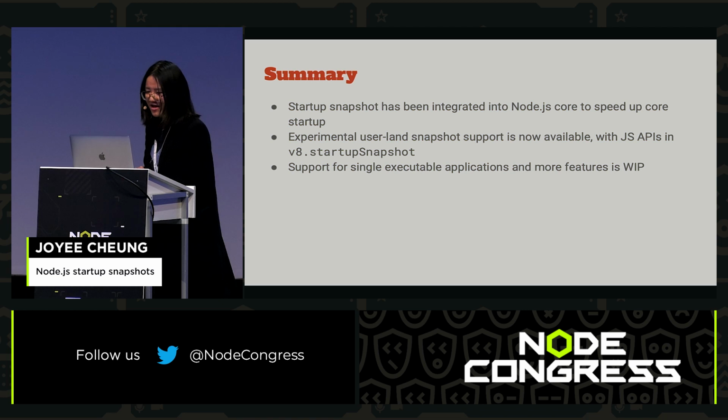So in summary, we have been integrating startup snapshots into Node core to speed up the startup of the core. And now there is experimental support for userland snapshots with some JavaScript APIs in the v8 startup snapshot namespace to help build them. And we are also working on support for single executable applications as well as more features in the snapshot.